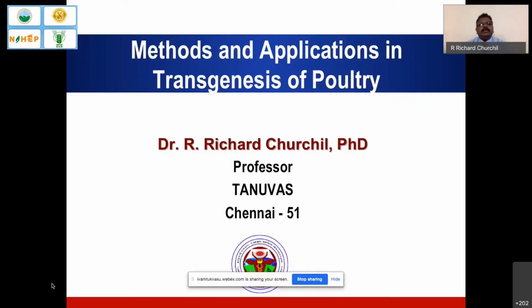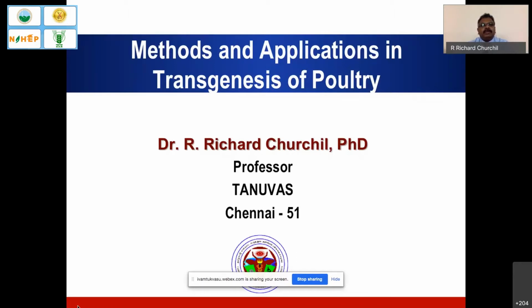Transgenesis is the introduction of some foreign gene into a host animal that is made by the intervention of a human being. Now, there are many applications of transgenesis, and there are many methods of making transgenic animals. We will discuss in this session what are the different methods of making transgenic animals, especially poultry, and what are their applications.